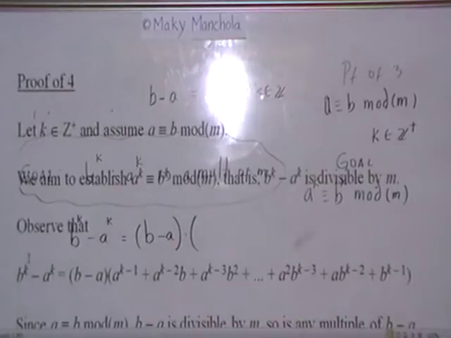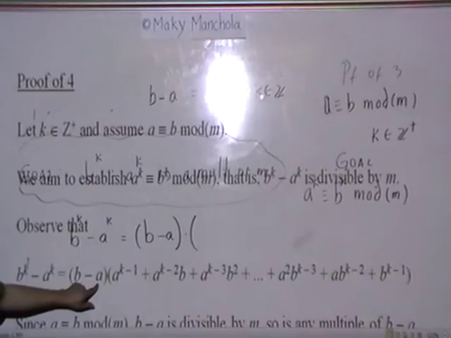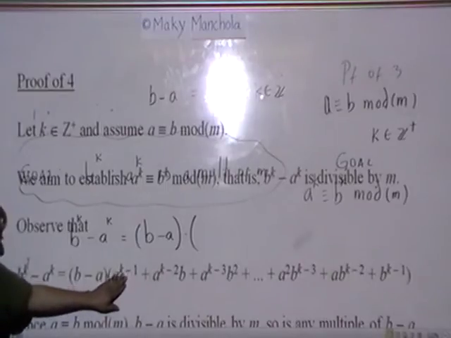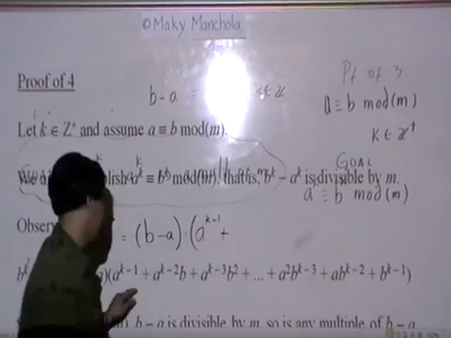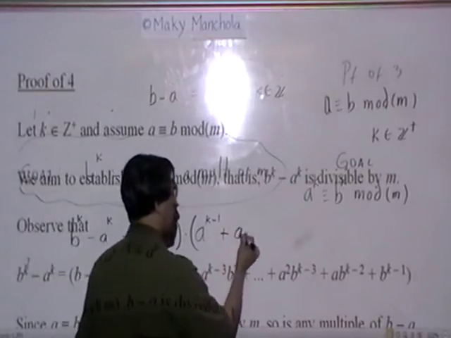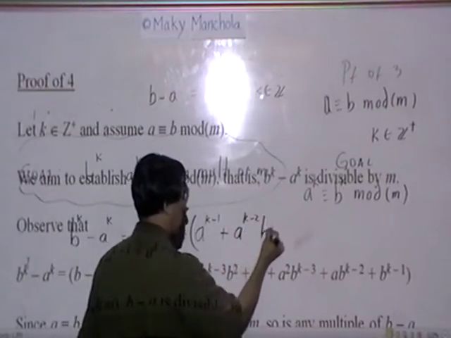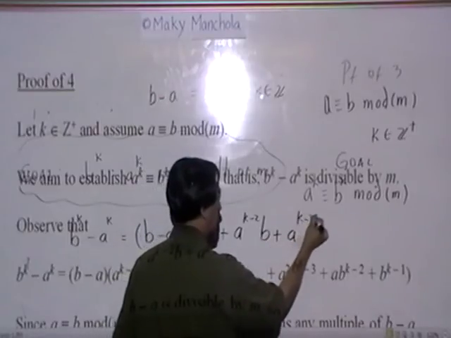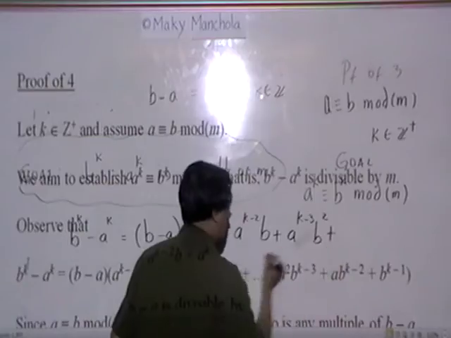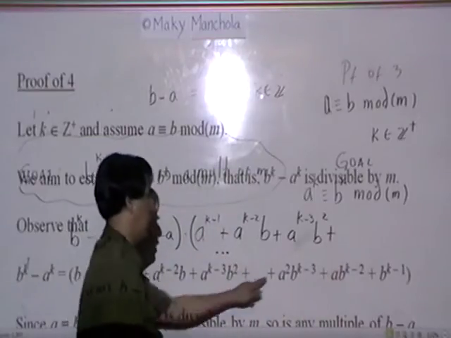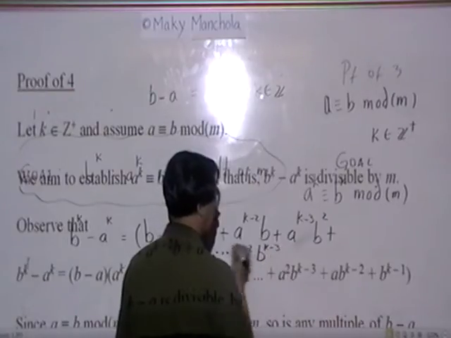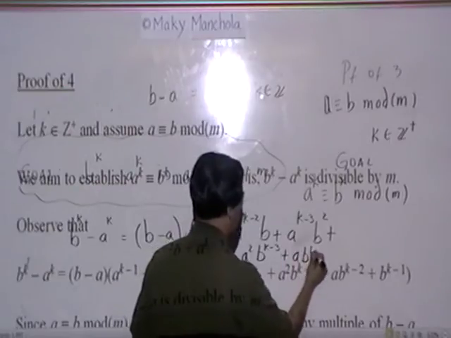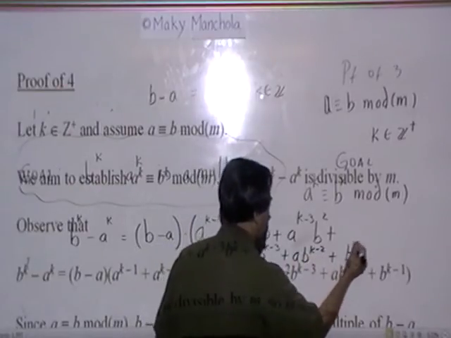So there is an identity that says that b to the k minus a to the k is b minus a times a to the k minus 1 plus a to the k minus 2 times b plus a to the k minus 3 b squared plus dot dot dot and then a squared b to the k minus 3 plus a b to the k minus 2 plus b to the k minus 1.